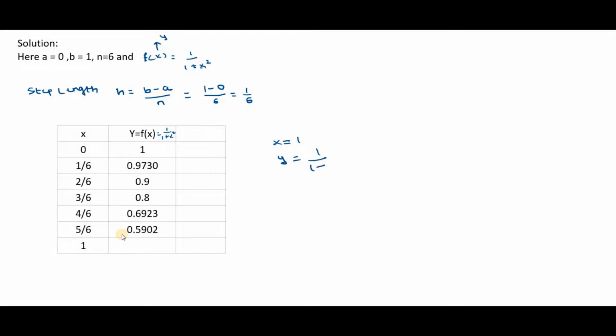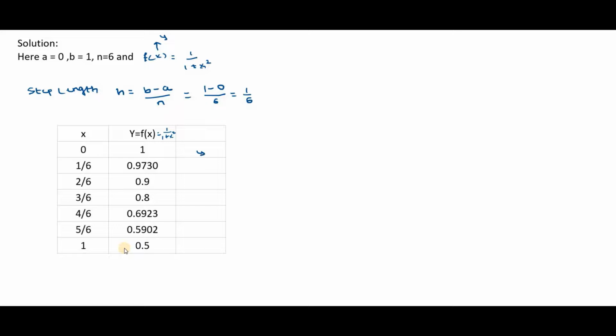And at last put x is equal to 1, and if you substitute x is equal to 1, y is equal to 1 divided by 1 plus 1 square, and 1 divided by 1 plus 1 square means it is 1 by 2, and 1 by 2 is nothing but 0.5. So in the table I will write 0.5.